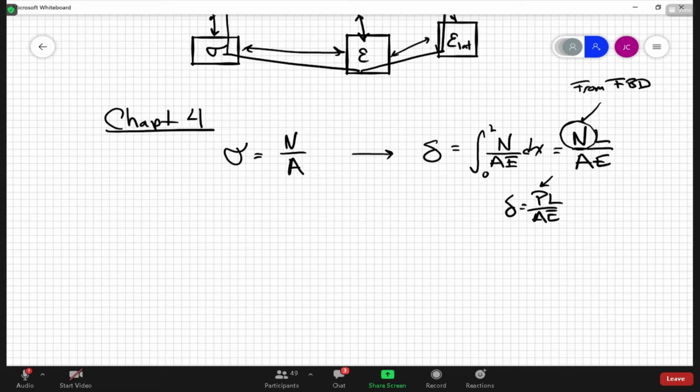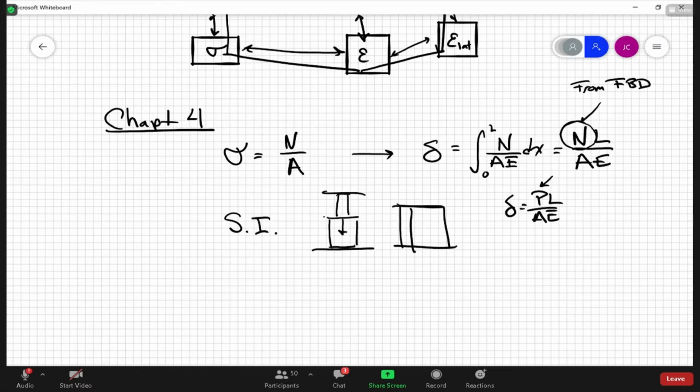Then we also looked at statically indeterminate problems, right? And remember, we kind of had two major flavors of these, where you had elements in series and also problems where you had elements in parallel.